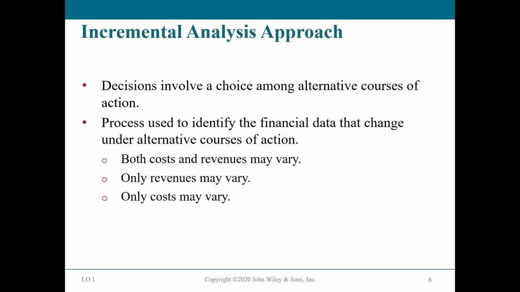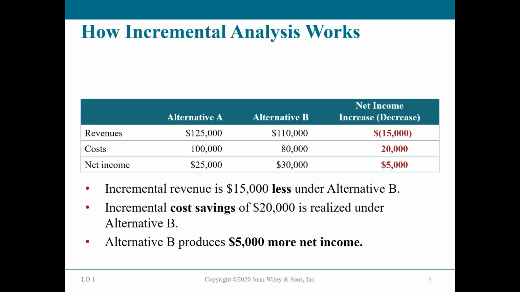Decisions typically look at alternative courses of action for a specific situation. And you'll analyze the data based on both quantitative or financial and qualitative factors. You'll look at alternative courses of action where costs and revenues might be different in each course. Sometimes only revenues will vary and your costs will be all the same, or vice versa. Your revenues might be the same, but only your costs may vary.